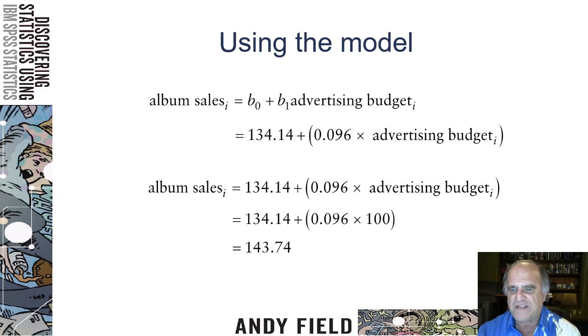So if our advertising budget is equal to 100, it would be 134.14 plus 0.096 times 100, which would be 143.74 in album sales. Of course, both the 100 and the album sales are sort of adjusted values.